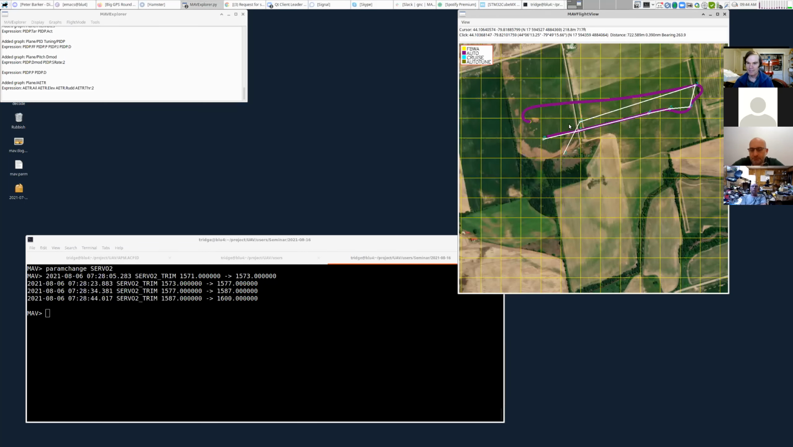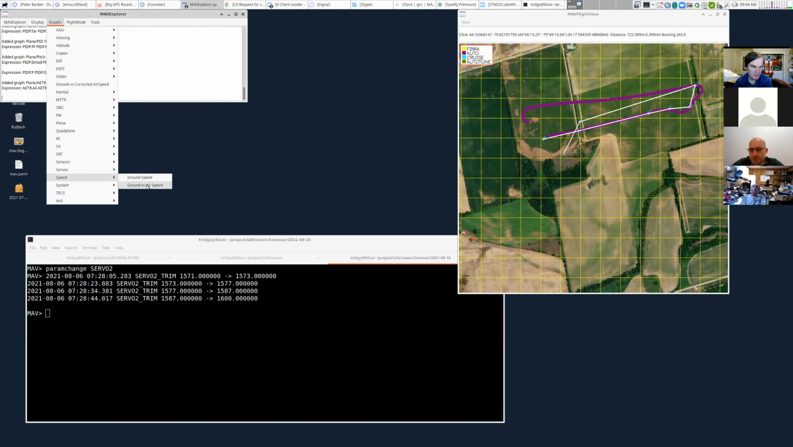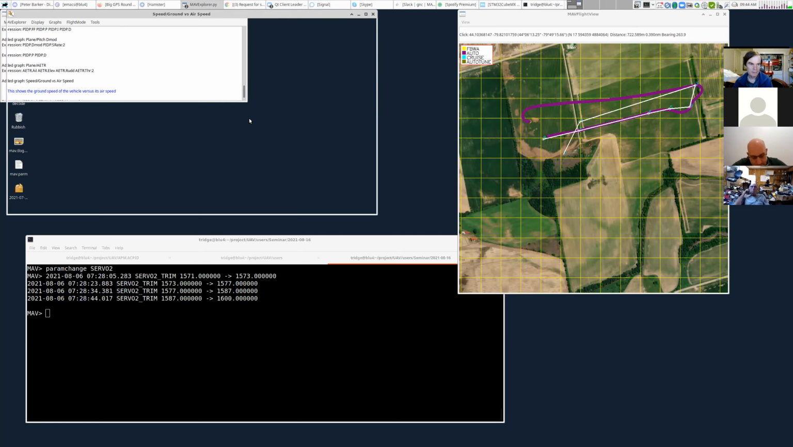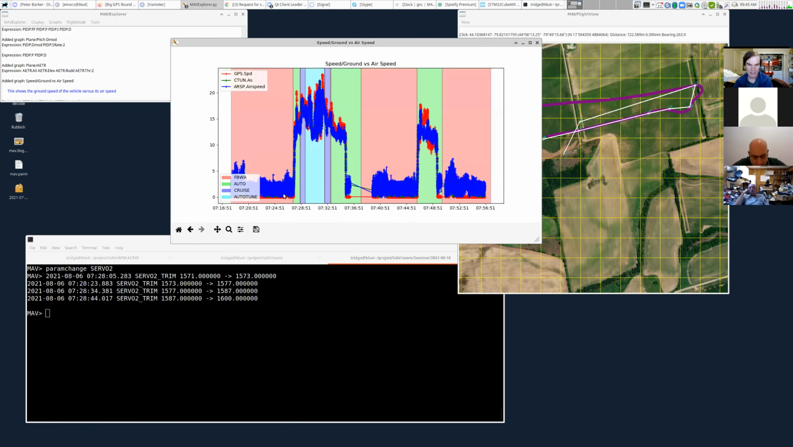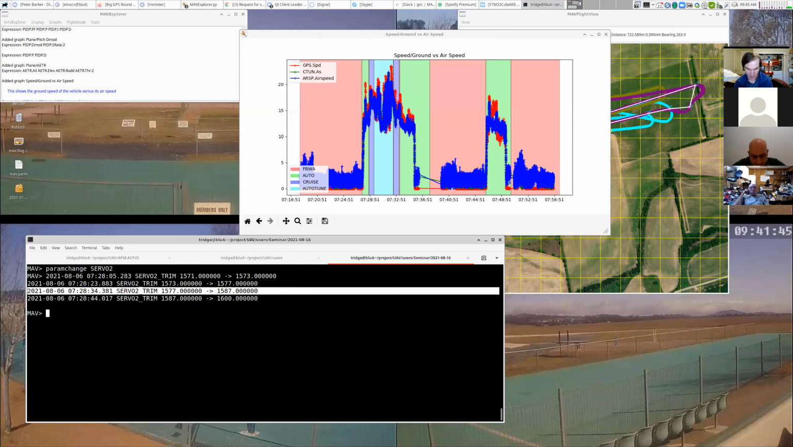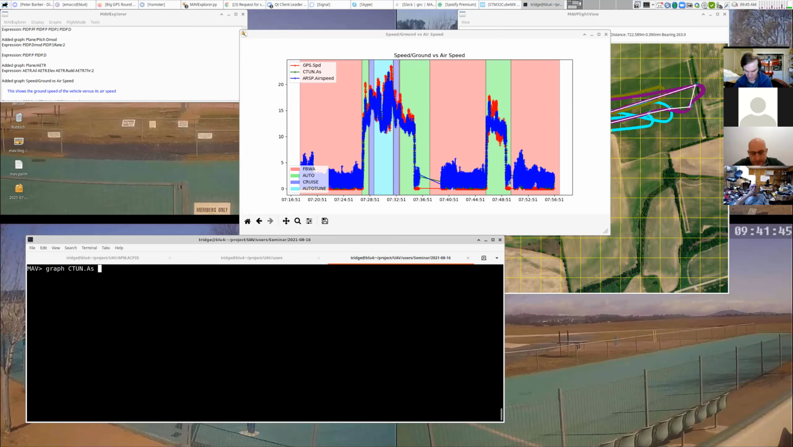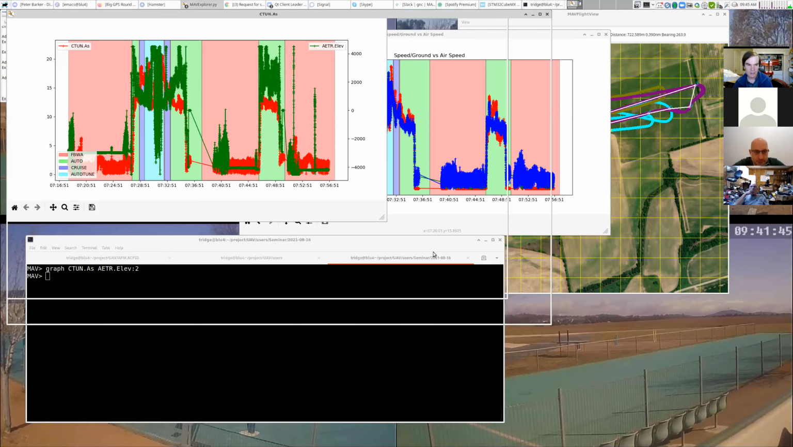There is another way to determine if the center of gravity is too far forward, and that is if you've got an airspeed sensor. If it needs a lot of up elevator when it's flying slowly, but significantly less when it's flying fast, then it's more likely to be a forward center of gravity. Right, because that's one of the characteristics. So we could plot CTUN.As, which is the airspeed that it's flying at, and ATTR.Elevator like that. And we could have a look here.